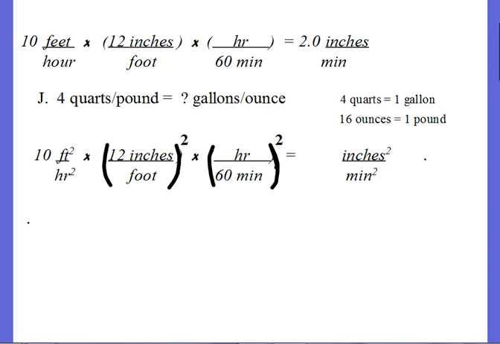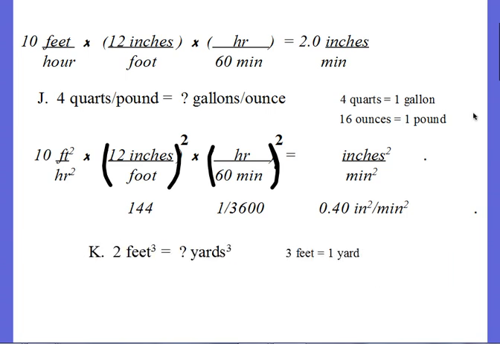But you don't try to figure that out. You let your calculator do it for you. You just put a 10 into your calculator, then times 12 squared. This is what your calculator will have, divided by 60 squared. And look at what your calculator gives you. Make sure it has the right sig figs, correct units. Practice. Do it. Be a champion.